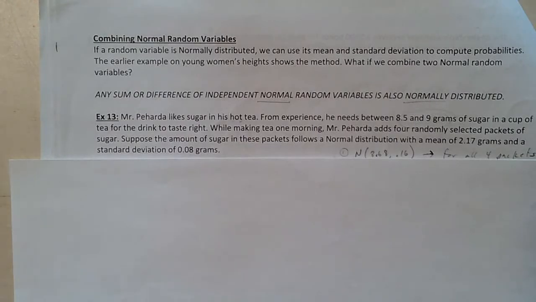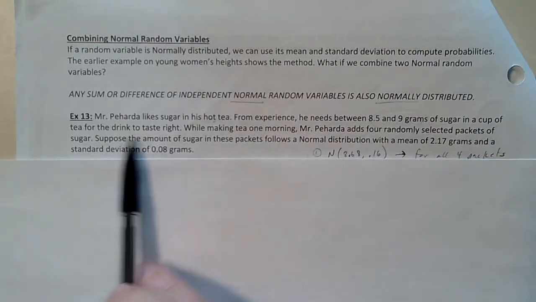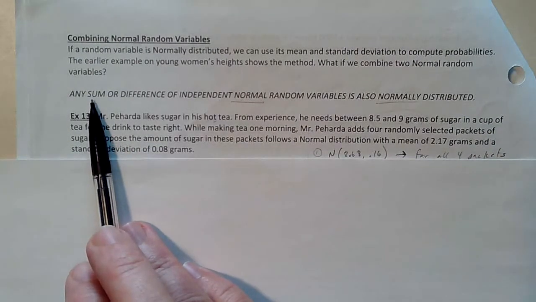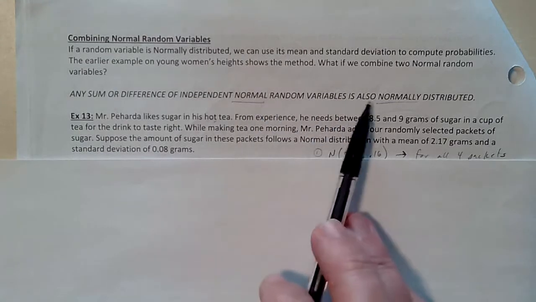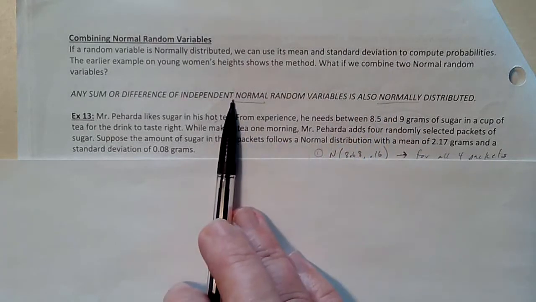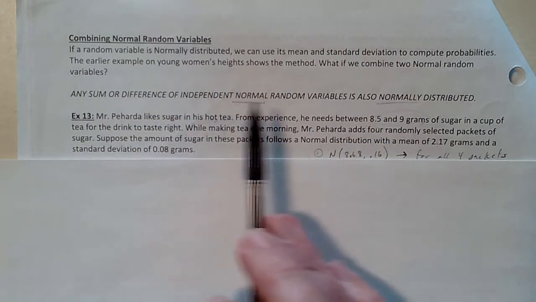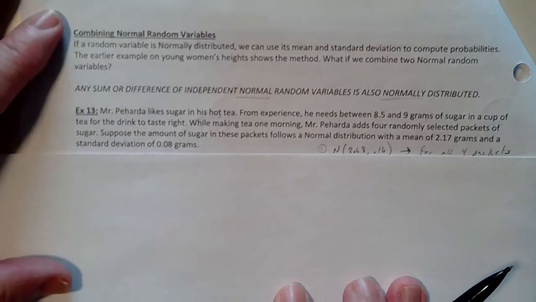These are the last 2 pages in the book. They're good examples. They're tough problems. Makes you put on your big boy or big girl AP Stats pants because they're big problems. First of all, you need to realize that any sum or difference of independent normal random variables is also going to be normally distributed once you combine them. So if it's normal to begin with, each of them separately, it will be normal once you combine them. Something you can count on.